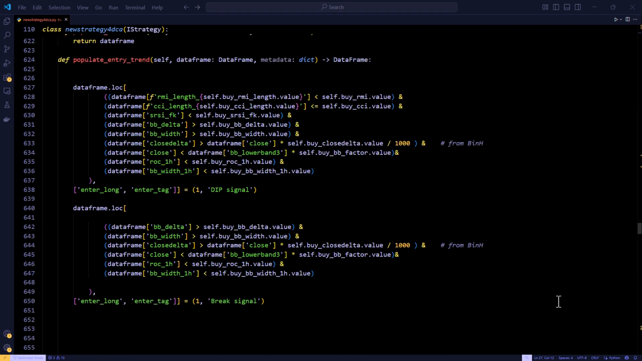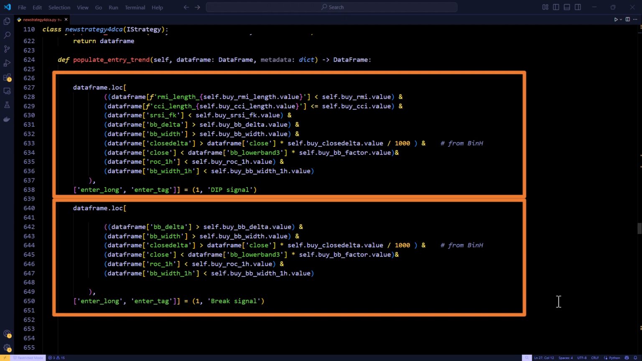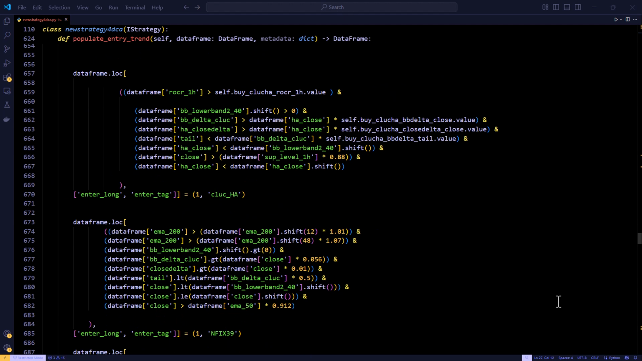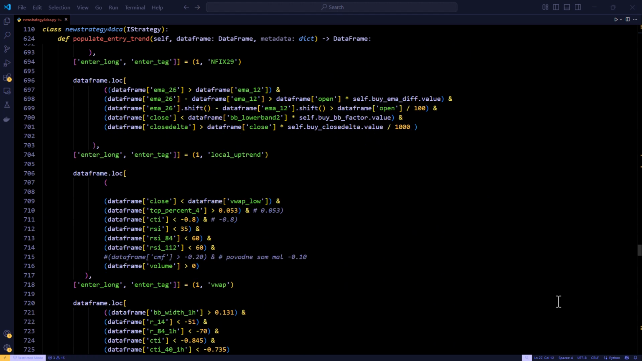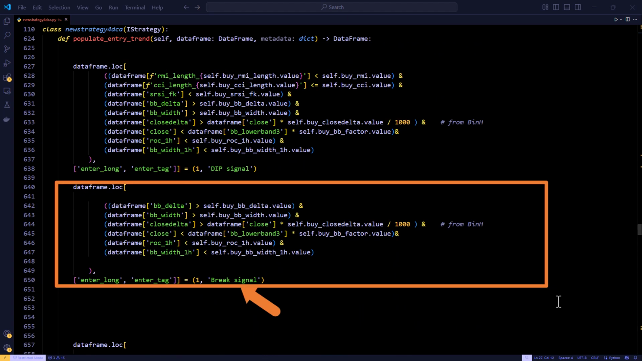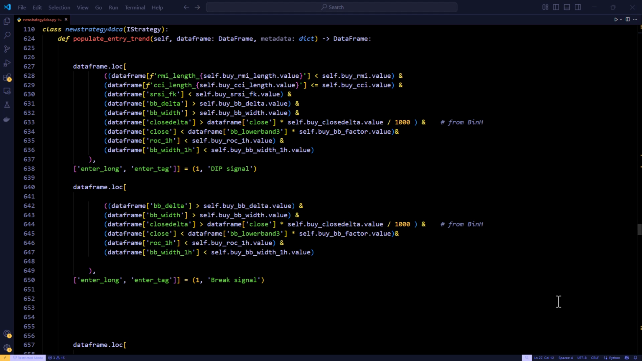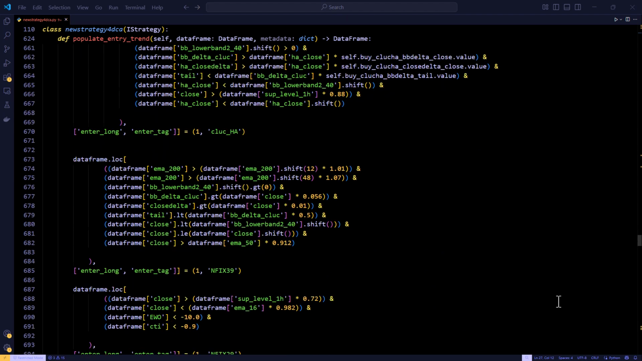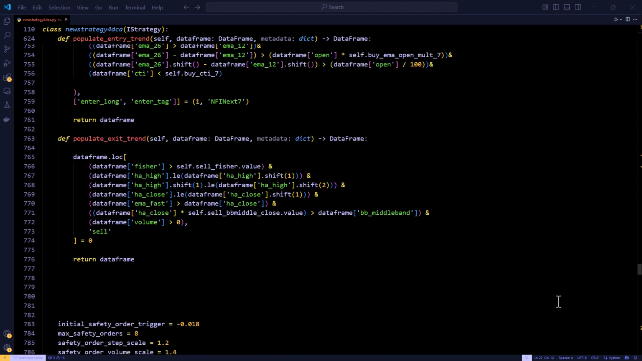The strategy has multiple entry types, and let me walk through a typical entry here, because this strategy has segmented the entries into categories like dip signal, break signal, clock HA and more, and each has its own logic. For example here, the break signal looks for a big move in Bollinger Bands, a strong price delta and confirmation from other indicators. And each entry type looks to be meticulously crafted to trigger only when the odds are in your favor.